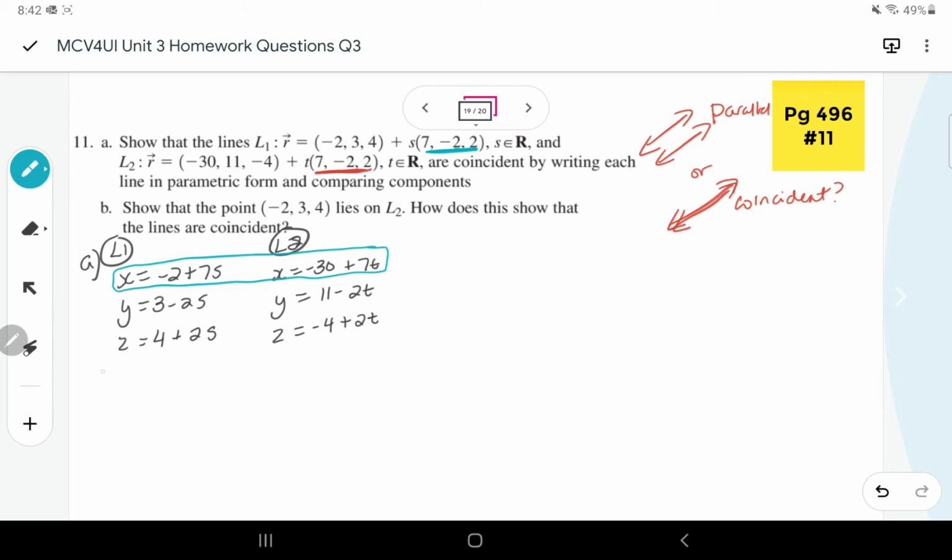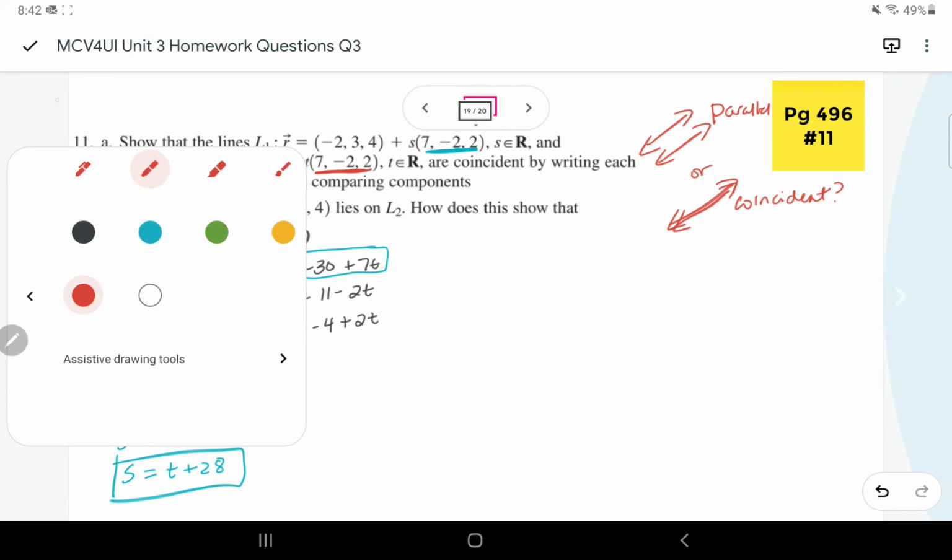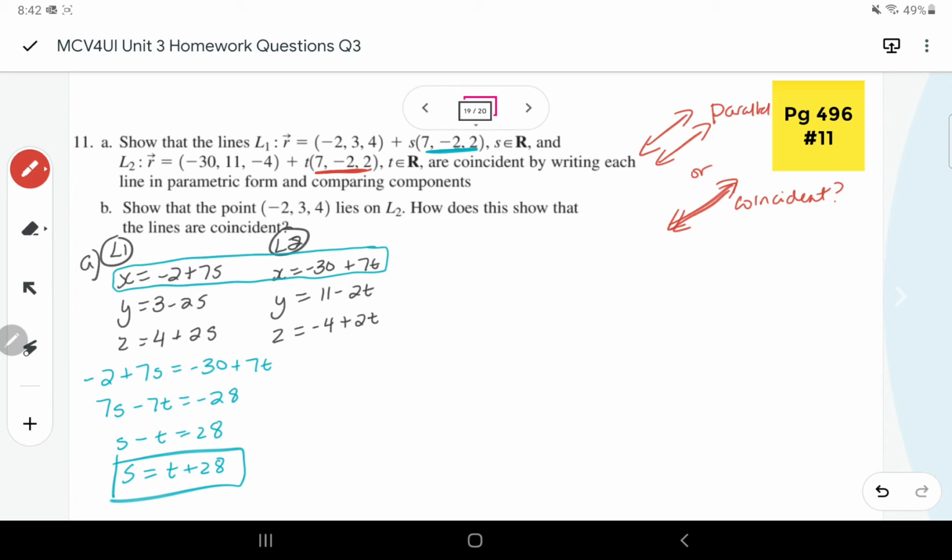So I could come up with an equation from the x's. I would say negative 2 plus 7s equals negative 30 plus 7t. Depending how you wanted to look at this, I might say 7s minus 7t equals, bringing the 2 to the other side, negative 28. And then divide 7 out by each term, I get s minus t equals 28, or s equals t plus 28. We want to see a relationship between the s and the t.